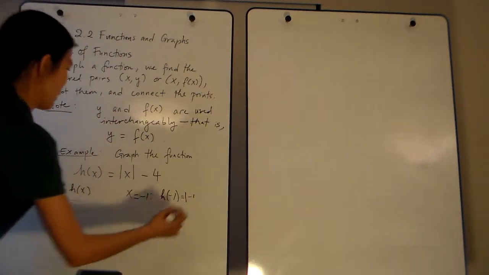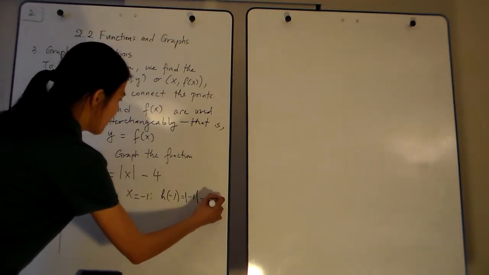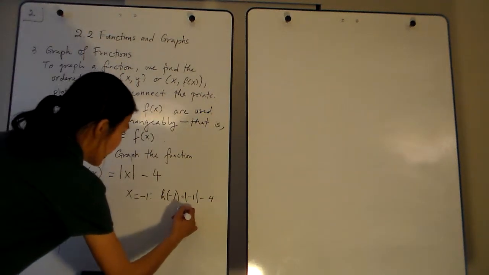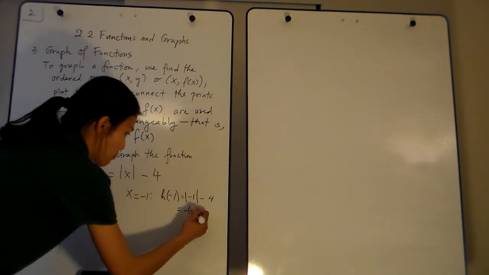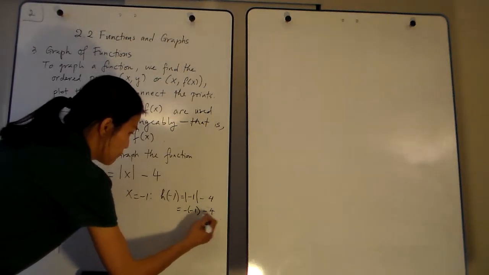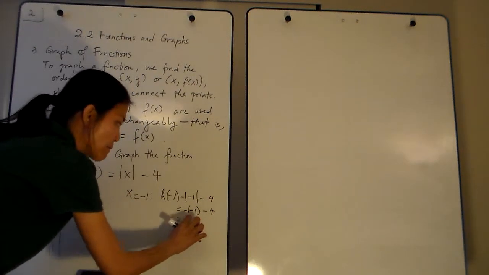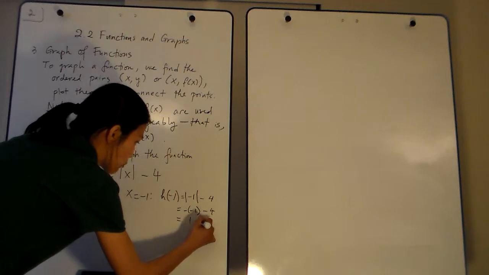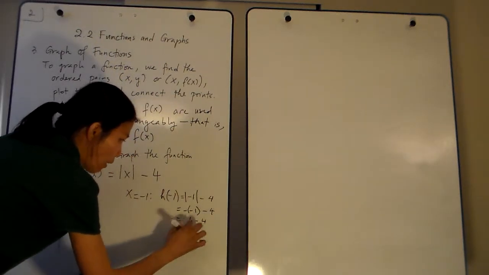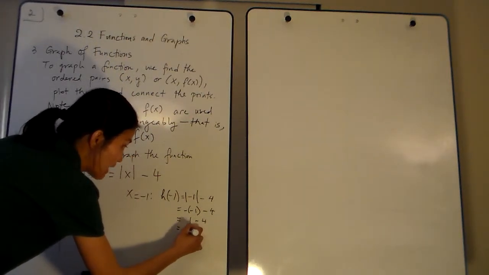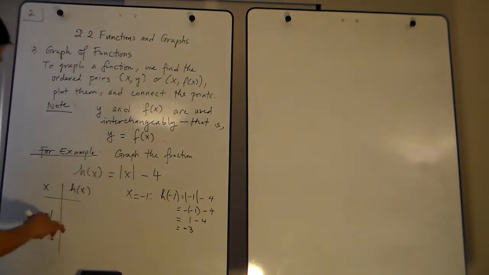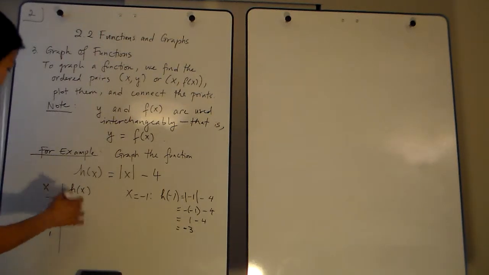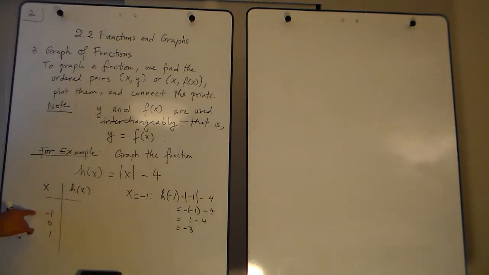equals, subtract 4. Simplify. The absolute value of a negative number is the negative of that number. Subtract 4. Simplify. Negative times negative is positive. So 1 subtract 4. Negative 3 actually, right? 1 subtract 4 is -3. So when x is -1, h at -1 is -3.